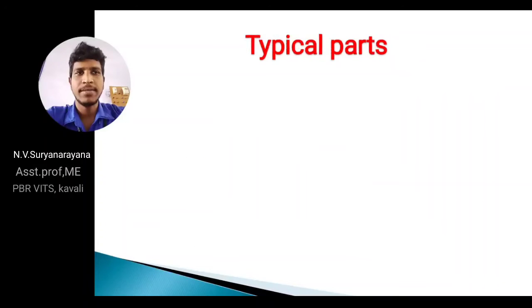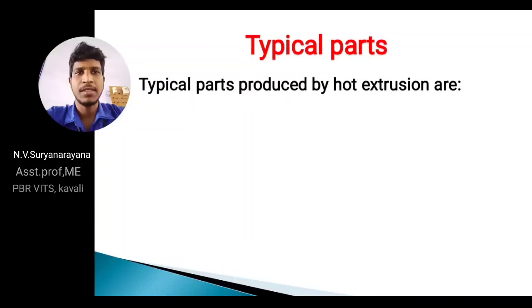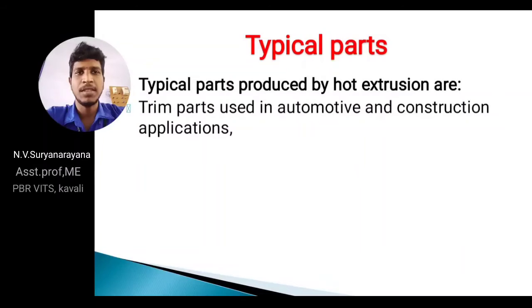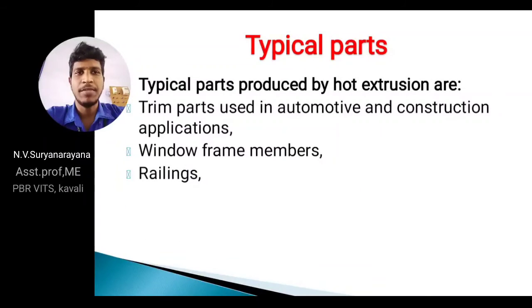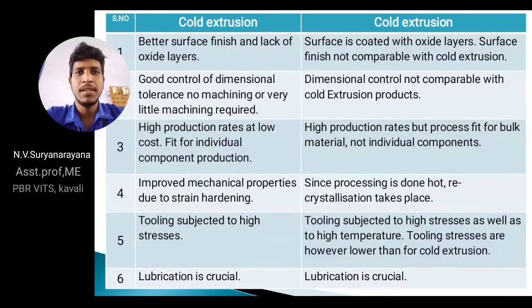And next, typical parts. Typical parts, that means window frame members, railings, aircraft structures. These are the applications of extrusion.